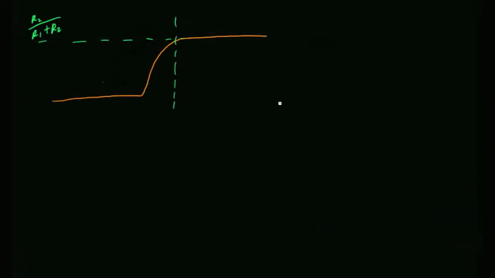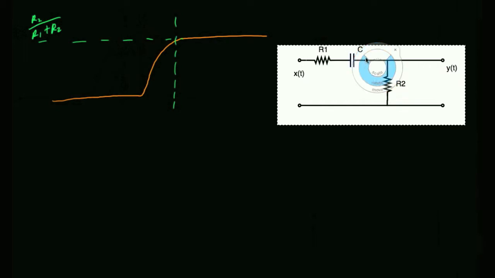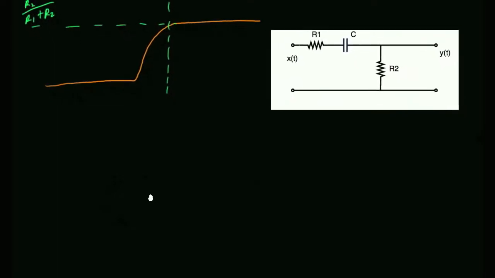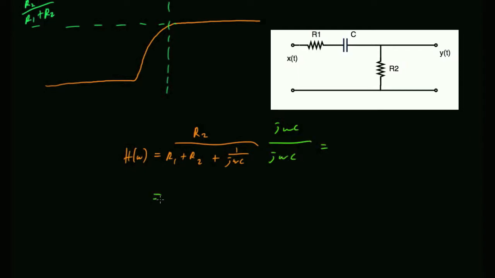I mean, the transfer function should be R2, it's a voltage divider, right? R2 over R2 plus R1 plus 1 over j omega c. Clean up the math a little bit. Hold on. Multiply numerator and denominator by j omega c. That gives you j omega R2 c over j omega (R1 plus R2) c plus 1.